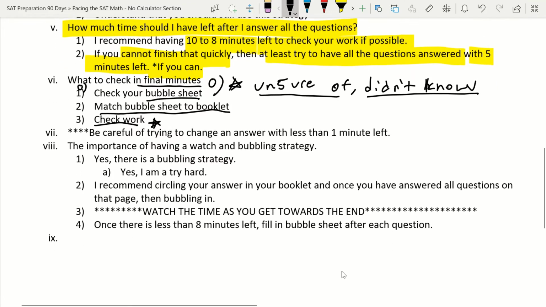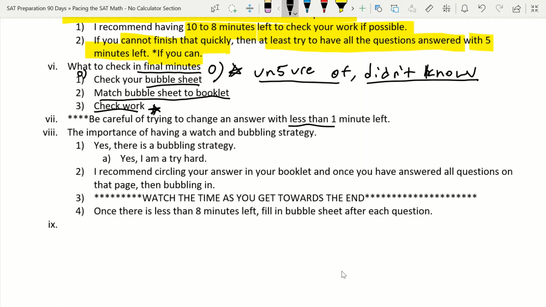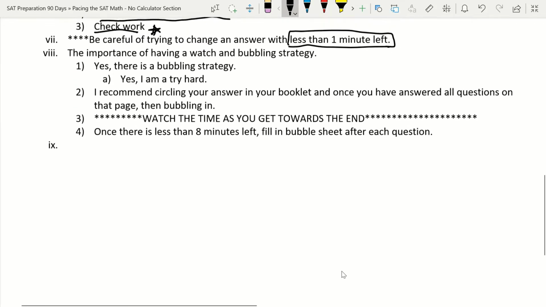Be careful of trying to change an answer with less than a minute left. If there's less than 1 minute left and it's paper pencil, you've got to be careful, because you're going to have to erase and fill in the bubble, and you don't want to end up in a situation where you erased and didn't have time to fill in the other bubble.